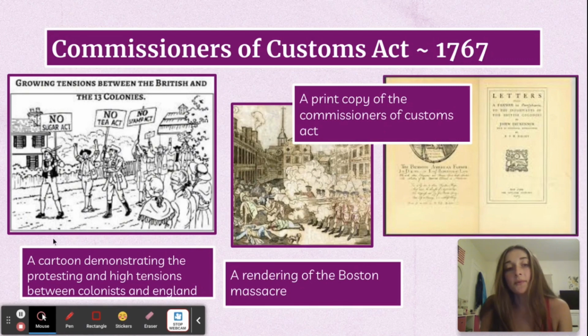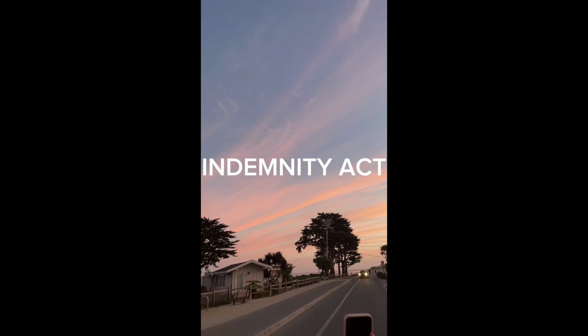So on the right over here, we can see a cartoon demonstrating the protesting and high tensions between the colonists and England from not only these acts, but specifically from all the acts that were being put in place by England at this time, then a rendering of the Boston Massacre, and then on the far left, a print copy of the Commissioners of Customs Act.